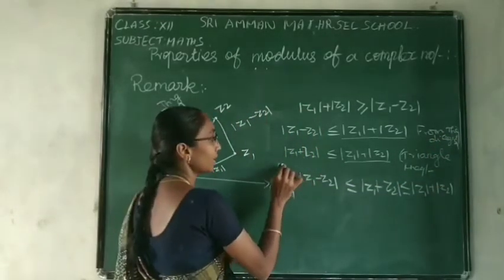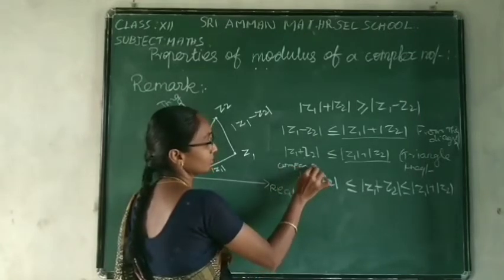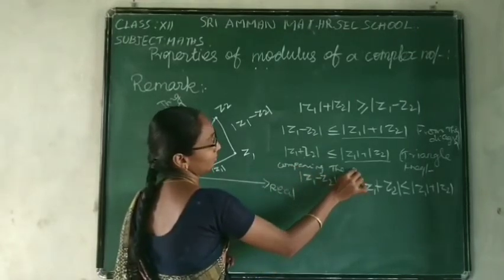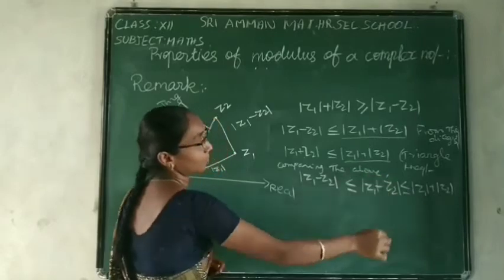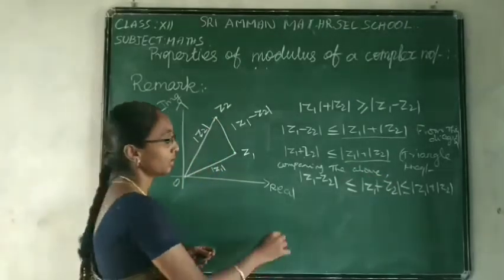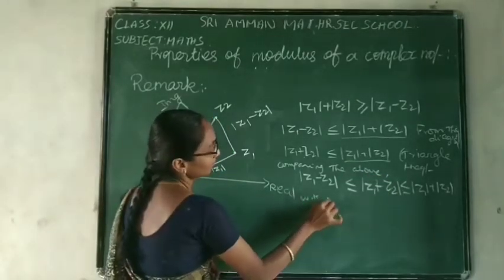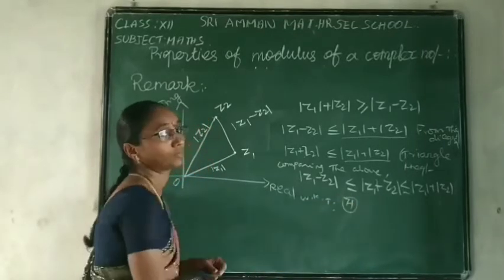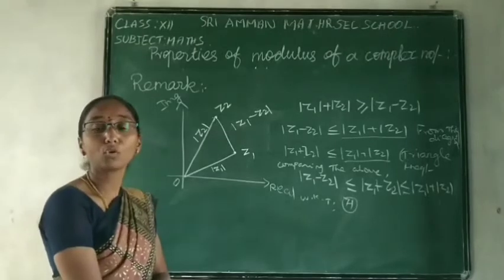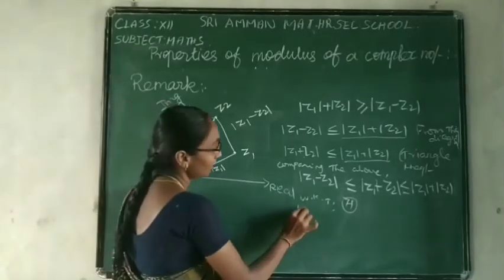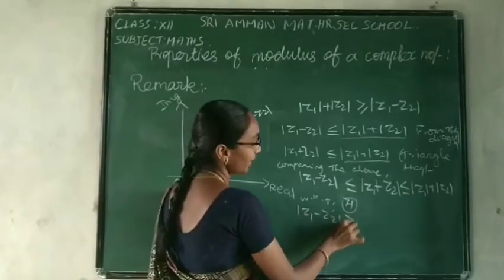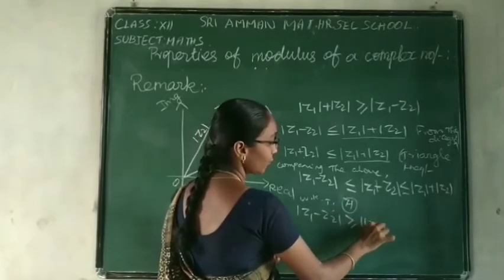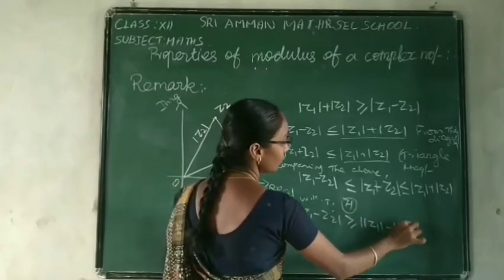This one is comparing, and next we know the property number 4. Modulus of z1 minus z2 is greater than or equal to the modulus of z1 minus the modulus of z2.